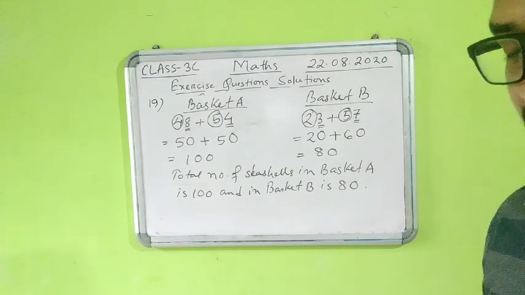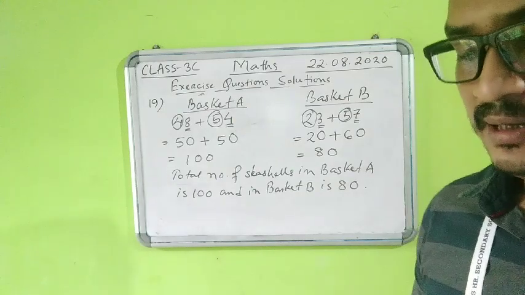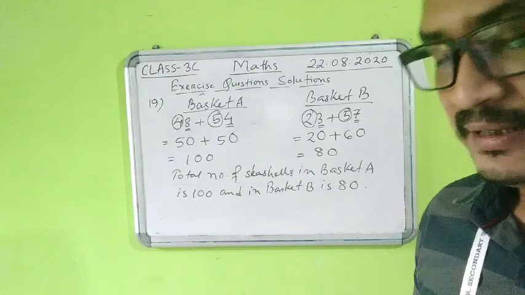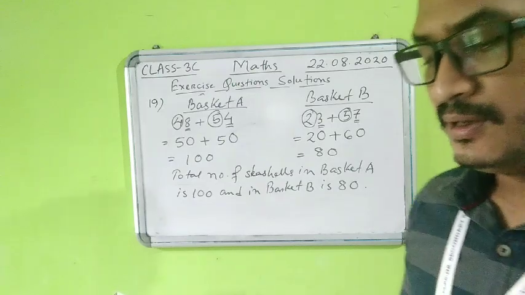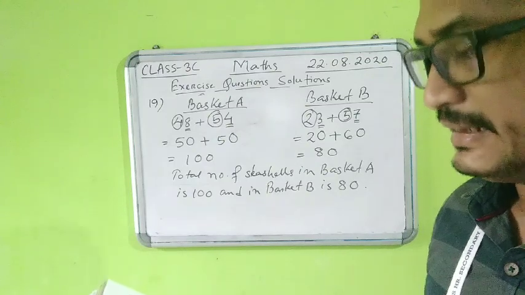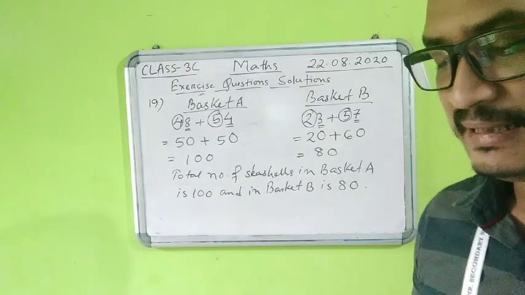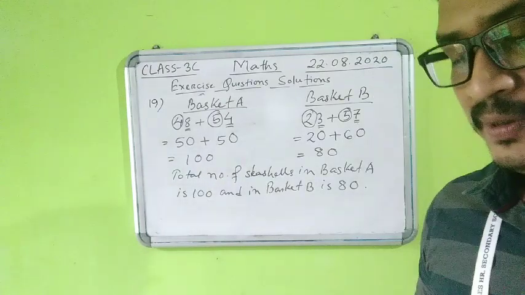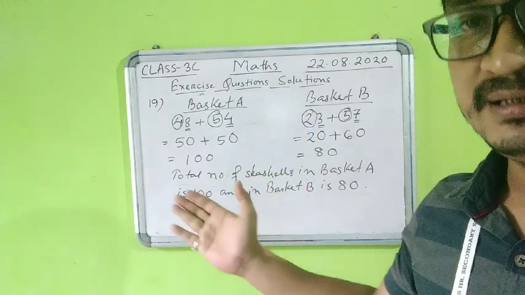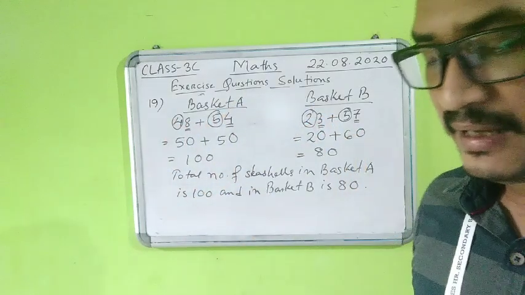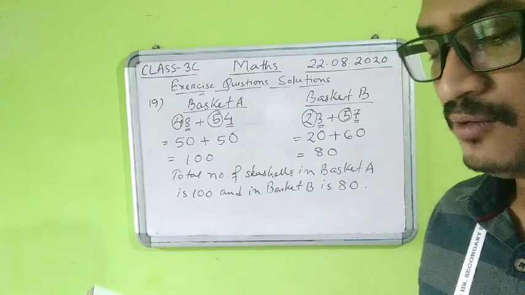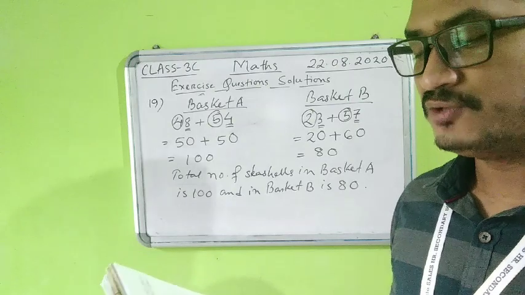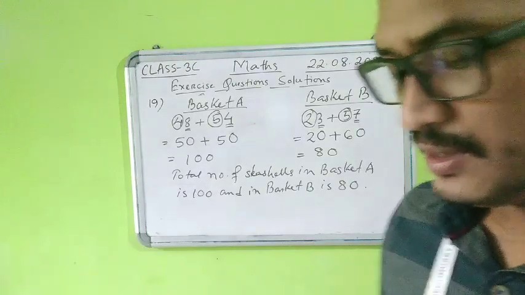Question number 20. In a fair, Sarah sold 39 orange cotton candies and 27 purple cotton candies. Sakshi sold 17 orange cotton candies and 46 purple cotton candies. Estimate the total number of candies that each of them sold. Now it's a similar type of question again. Two persons are there. In 19 also there are two persons, basket A and basket B, and here one is Sarah, one is Sakshi, and they are using two different types of cotton candies, one orange, one purple. So both of them we need to estimate.